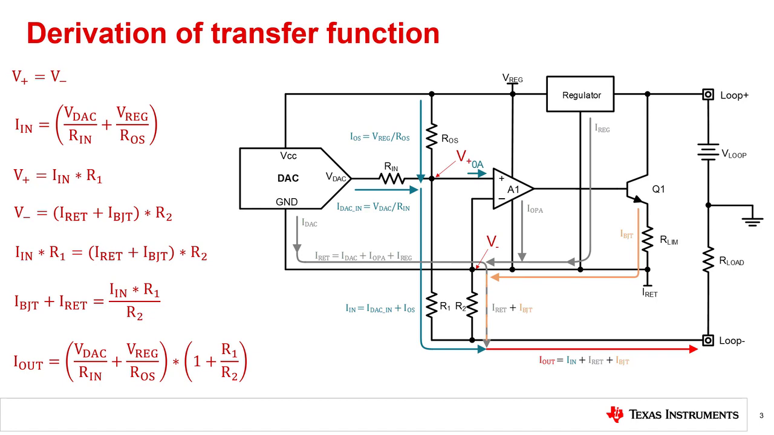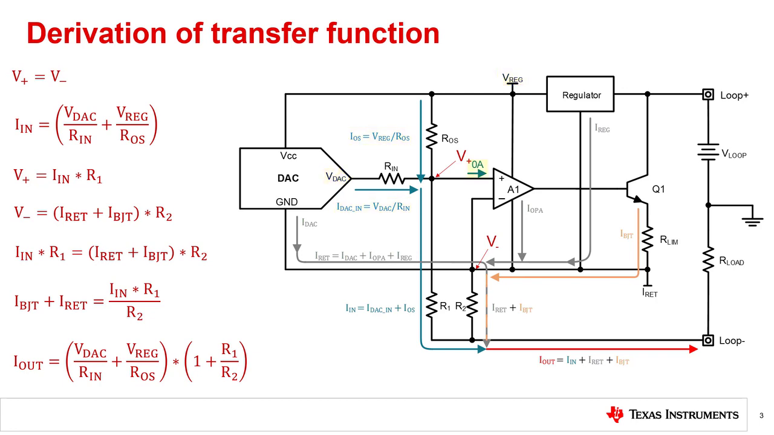First, negative feedback sets V plus and V minus of the op-amp equal to each other. V minus is tied to I-return, so V plus will be equal to I-return as well. With V plus set to I-return, the current inputs to the system across the R input and R offset resistors can be determined based on the V DAC and V reg voltages.